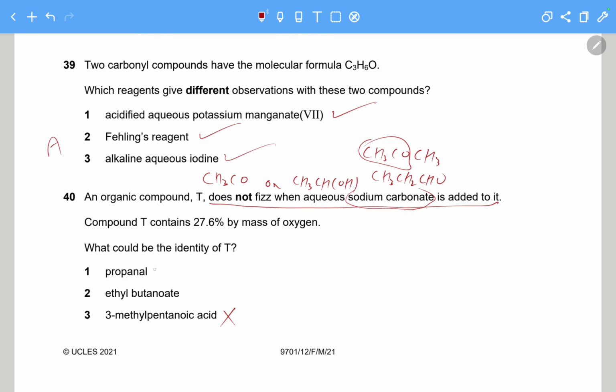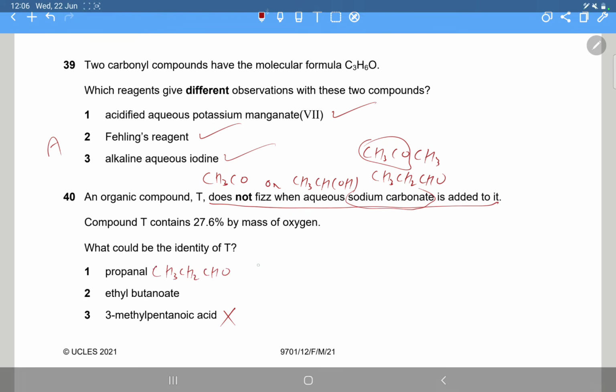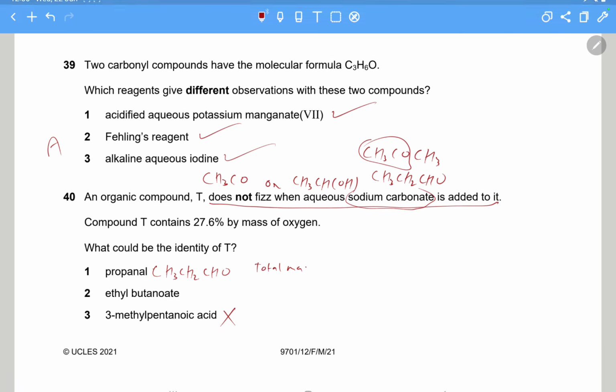Then propanal. Propanal is CH3CH2CHO, and it has a total mass of 12 into 3 plus 6 plus 16, which is 58. Percentage of oxygen is equal to 16 over 58 into 100, which is 27.6%, which is what we need, and therefore option 1 is one of the correct answers.